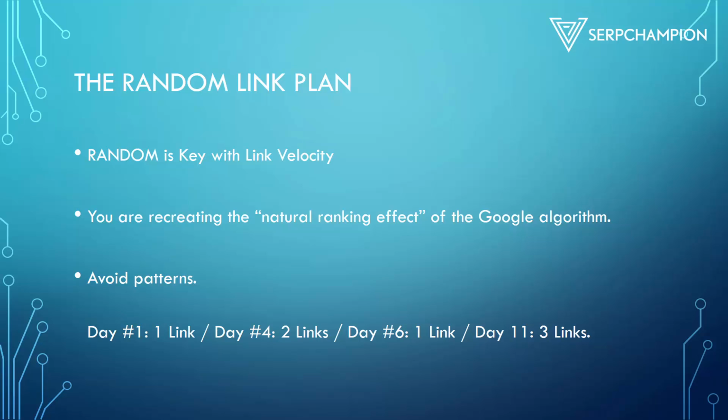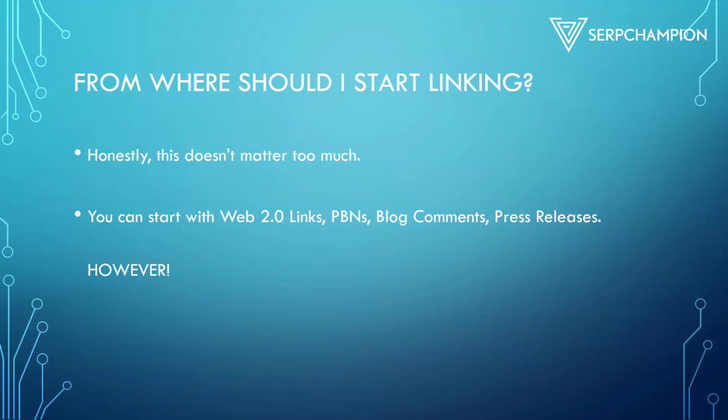And here's an example of how you should link. After a week, you can start by sending 1 link on day 1, and then you can send 2 links on day 4, and then on day 6 you can send 1 link, and then you can wait 5 more days and send 3 links. There is no standard pattern here. These are random intervals. These are random days that you're just linking out on. You're basically reverse engineering the natural effect, and the natural effect is always random. There is no standard velocity. There is no one pattern of linking. So always keep it natural and keep it random. Super important.